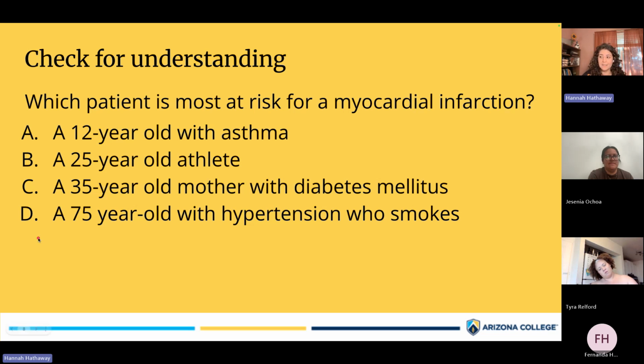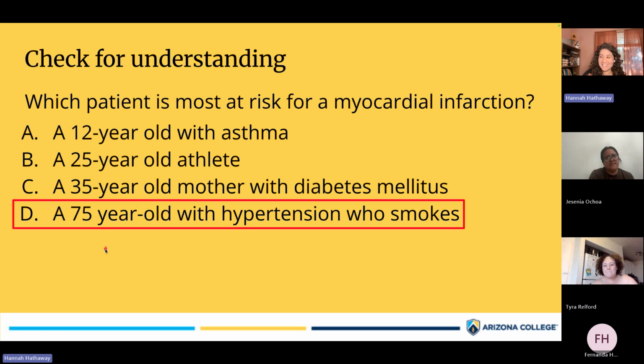So best answer, I think it's the most straightforward one. It's D. The older people in general are going to be at higher risk, and then this person has two risk factors, hypertension and smoking. The 35-year-old with diabetes mellitus, is that a significant risk factor? Yes, but this person is older and has two risk factors, so that is worse. Does that make sense? We just added together the risk factors. Okay.